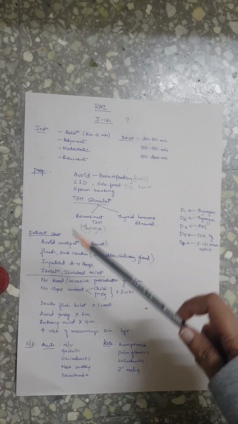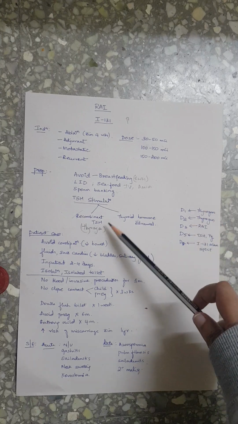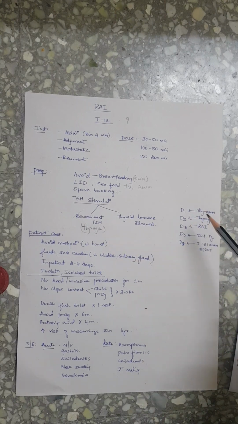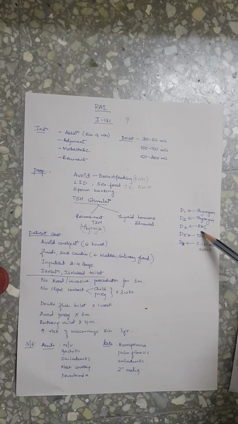Once you admit the patient, on day 1 you give thyrogen, that is recombinant TSH. Day 2, again thyrogen, so that the TSH remains stimulated. Then day 3 you give radioactive iodine. Day 5 you measure TSH and thyroglobulin. Day 8 you do the iodine scan or SPECT.